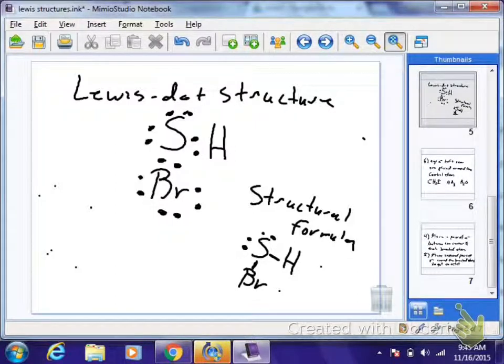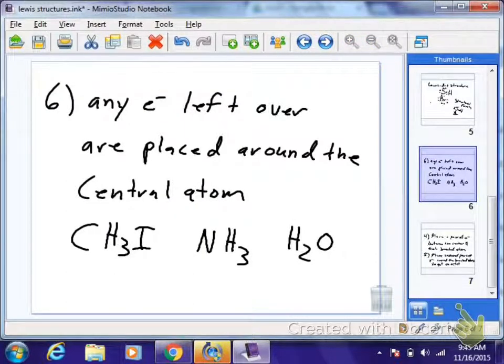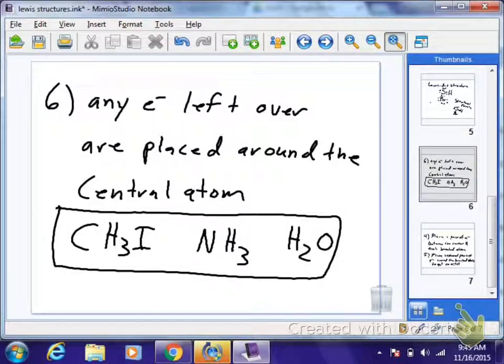All right. So your assignment is to do these 3 for tomorrow, following those 6 steps.